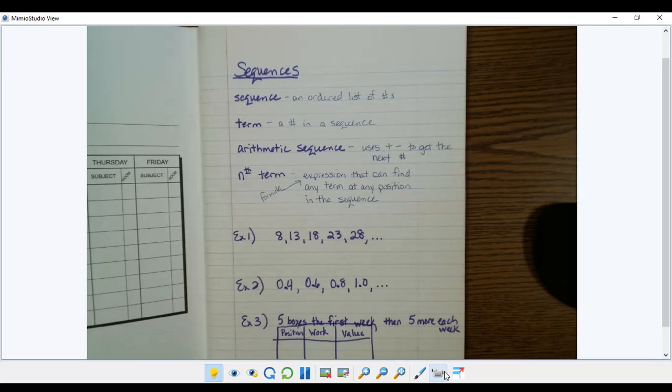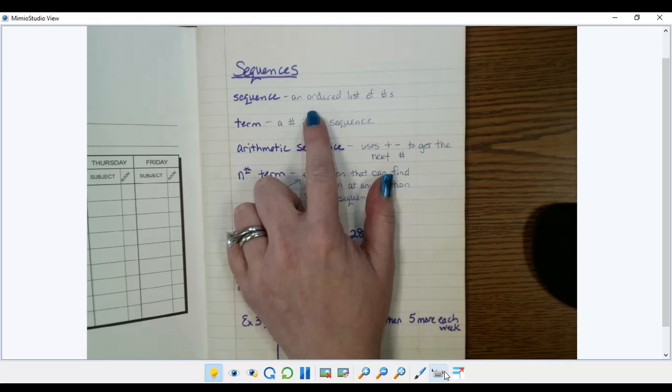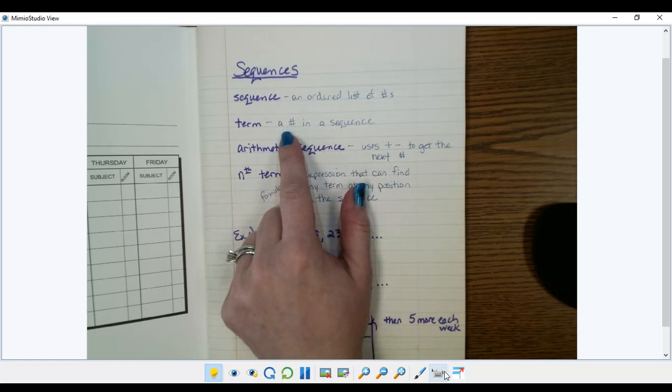So what is a sequence? Well, all it is is an ordered list of numbers. It's a little bit more than just being ordered. Usually there's a pattern to it, where we do the same thing over and over and over. It is comprised of a bunch of terms, and a term is just a number in a sequence. When I show you an example in a minute, we'll talk about specifically what a term is.